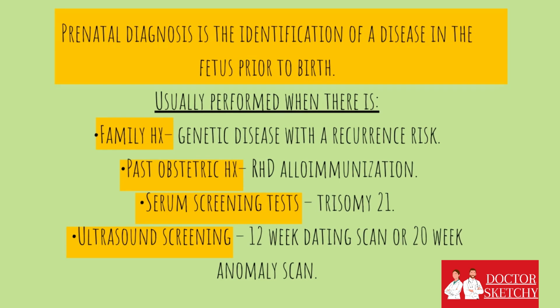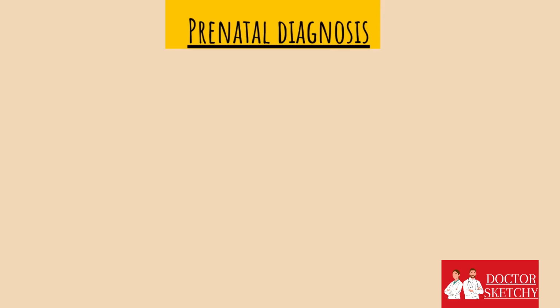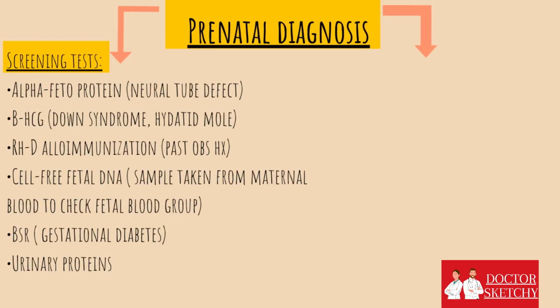But how can we diagnose these genetic conditions or chromosomal abnormalities? Well, there are two kinds of tests. The first one is the screening test, and the second one is the diagnostic test. Let's focus on screening tests first.